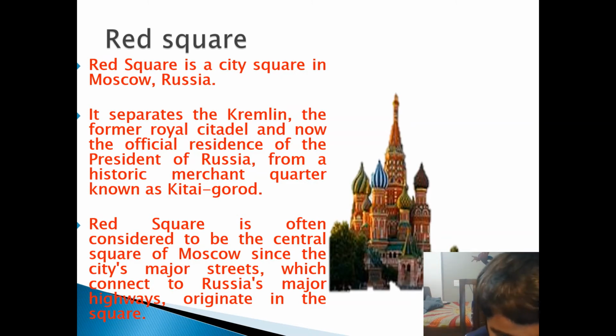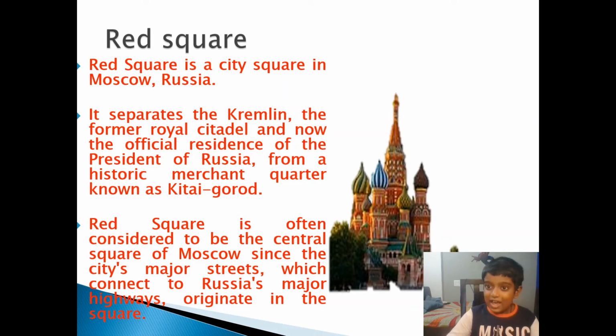It separates the Kremlin, the former royal citadel and now the official residence of the President of Russia, from a historic merchant quarter known as Kitai-gorod. Red Square is often considered to be the central square in Moscow since the city's major streets, which connect to Russia's major highways, originate in the square.